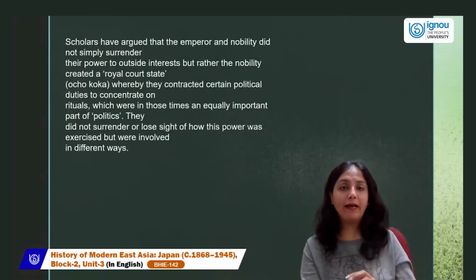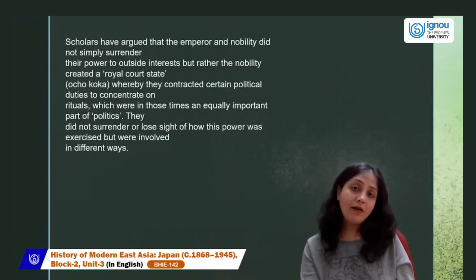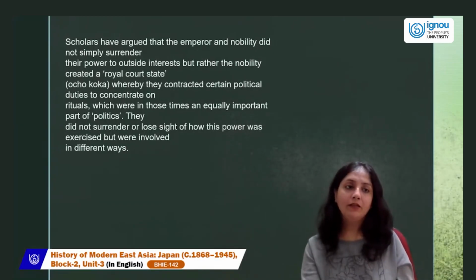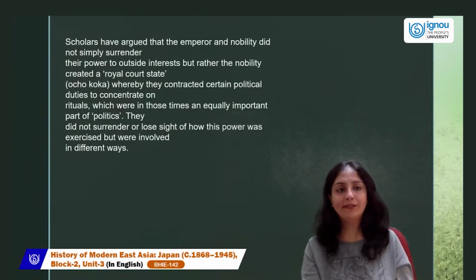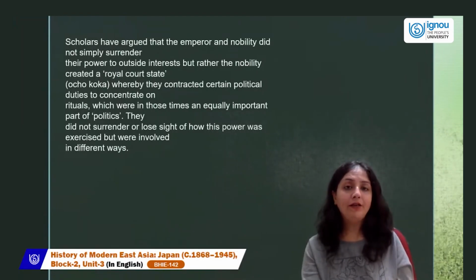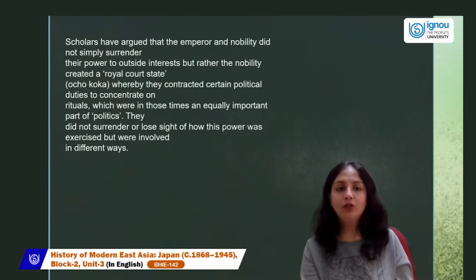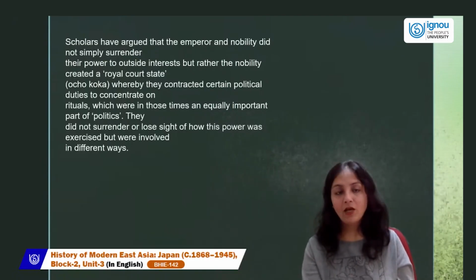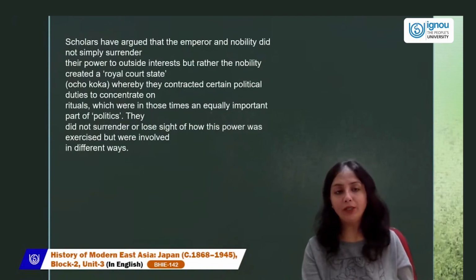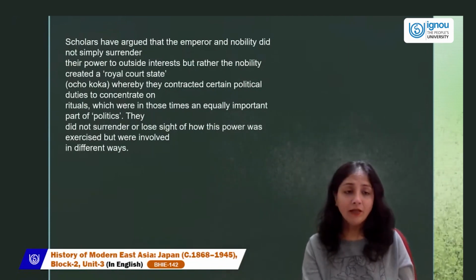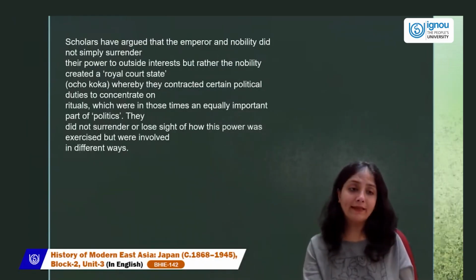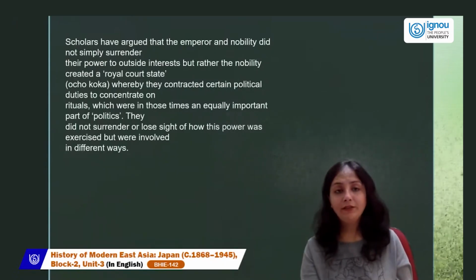The emperor and nobility did not simply surrender their power to outside interests, but rather the nobility created a royal court state, Ochokoku, whereby they contracted certain political duties to concentrate on rituals, which were in those times an equally important part of politics. They did not surrender or lose sight of how this power was exercised, but were involved in different ways.